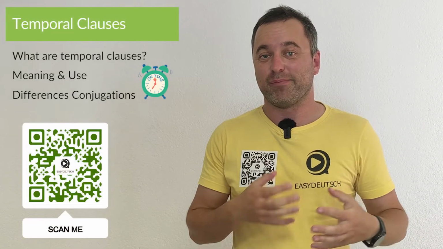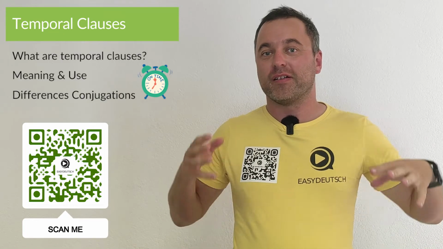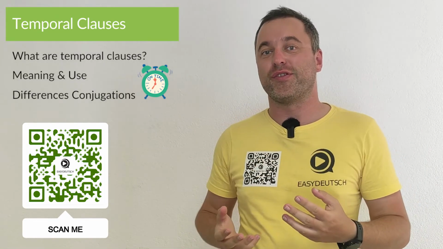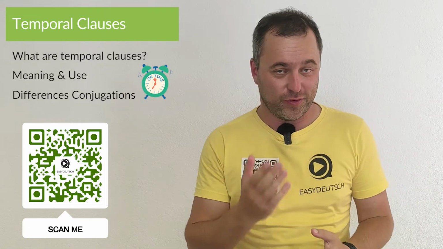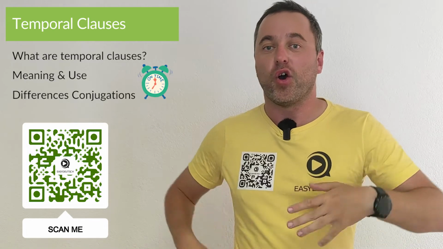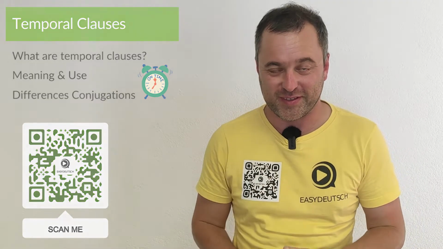Seit, seitdem, bevor, ehe, nachdem, sobald, bis. All of them are German temporal conjunctions and introduce temporal clauses. So in today's video, I will explain to you the meaning and the difference of all those different German temporal conjunctions.